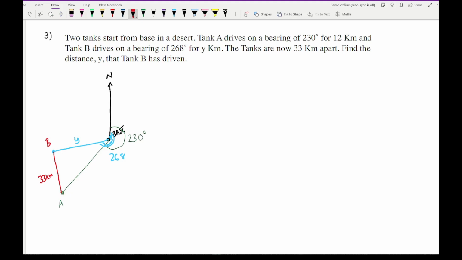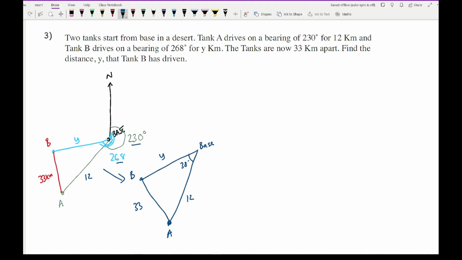And the question is asking us to find y. So if I take the triangle out of the question, just so that I can link this up with trigonometry. So this is y, this is going to be 33. This angle here, which I forgot to mark, is 12. And that's where A is, that's where tank B is, and that's where the base is. And this angle here is going to be the difference between these two angles. So that angle there is going to be 38 degrees.